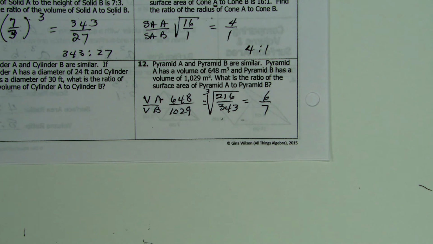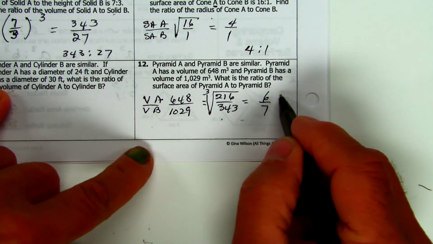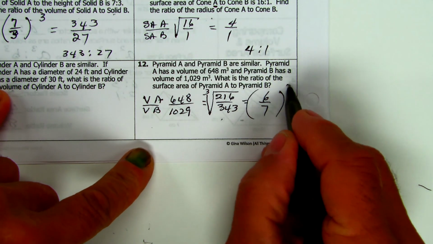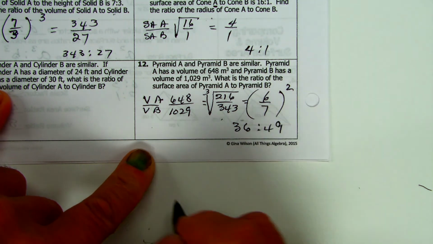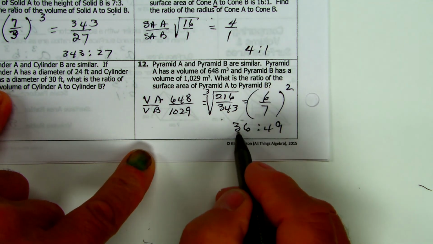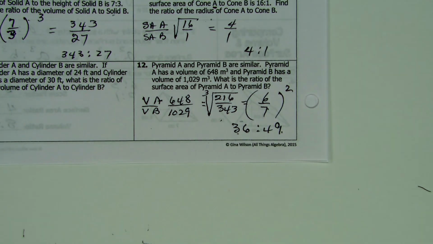Now that's the scale factor, the linear factor. What is the ratio of the surface area? Okay, so now what am I going to do? It would be 36 to 49. 6 squared is 36, 7 squared is 49. Okay, go ahead and finish up the other couple that we haven't done.